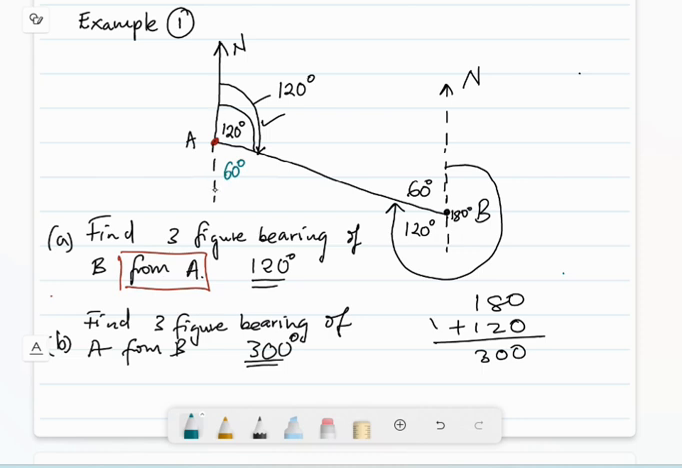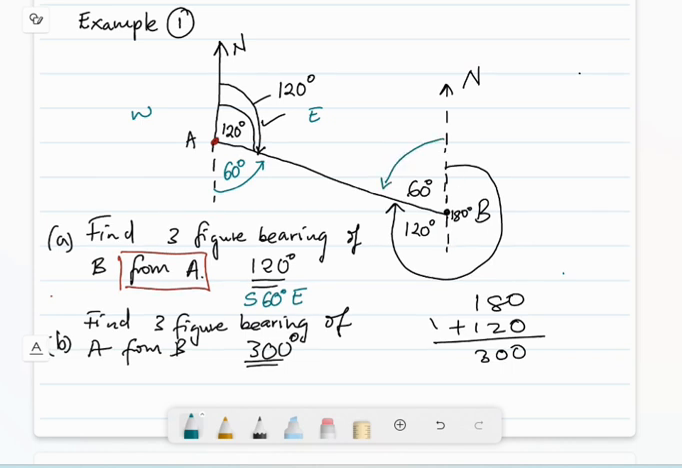So for compass bearing, that means we are going to measure from the south of A, okay, in this direction. We are moving towards which? This is east and this is west. All right, so that means our answer is, for part A, south 60 degrees east. That's your answer.